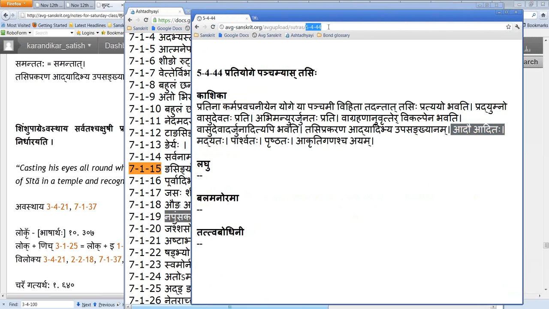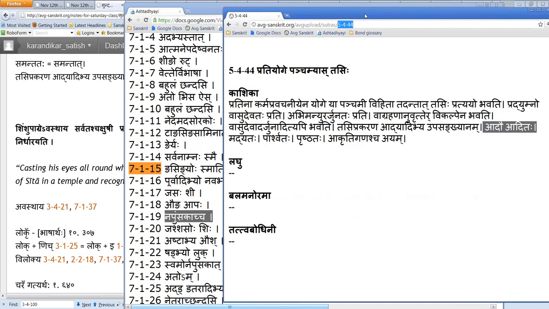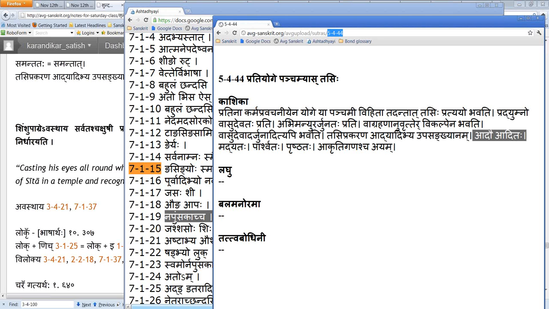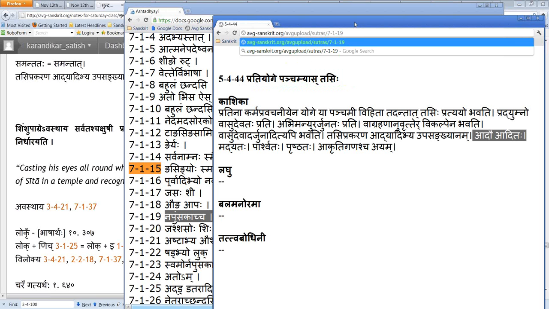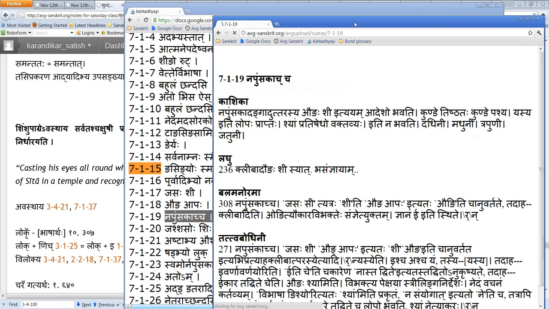We have to practice these rules, and at least if we know the general rule where it has come from, we can go to that section. We may not remember every rule, but if we know the area of the Ashtadhyayi, we can always find it. So klibad aungaha shi syat. That's what it says. Jasha shi, the anuvritti of shi comes from there. Napumsakadanga duttarasya aunga shi adesh bhavati.